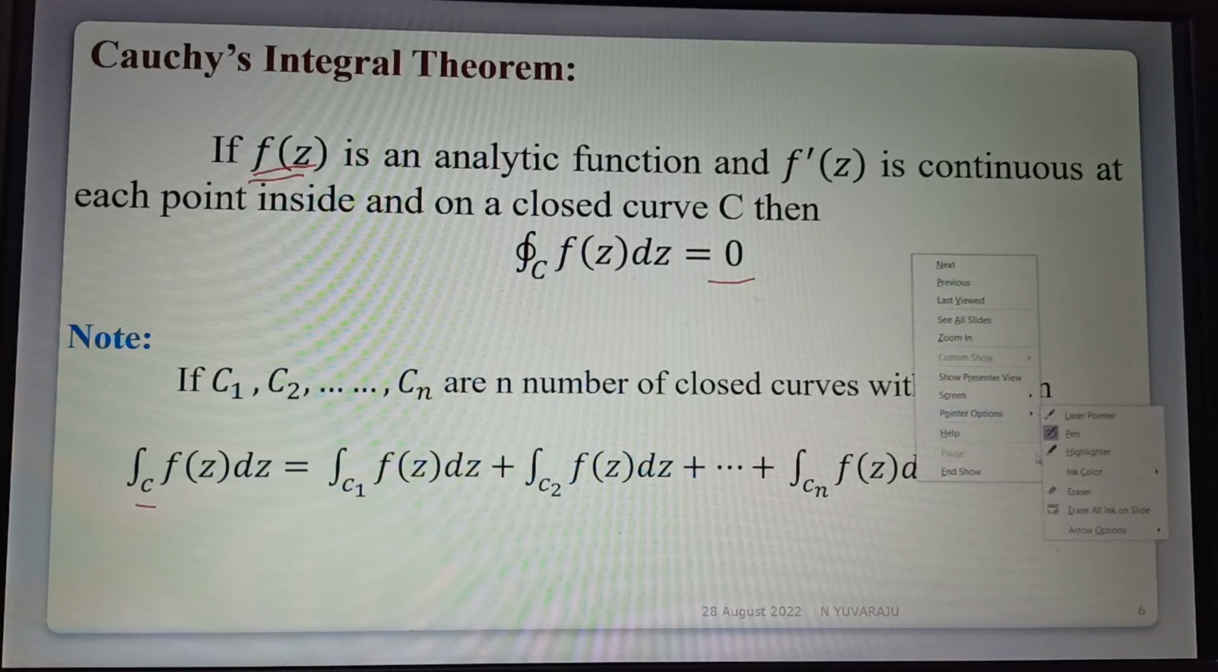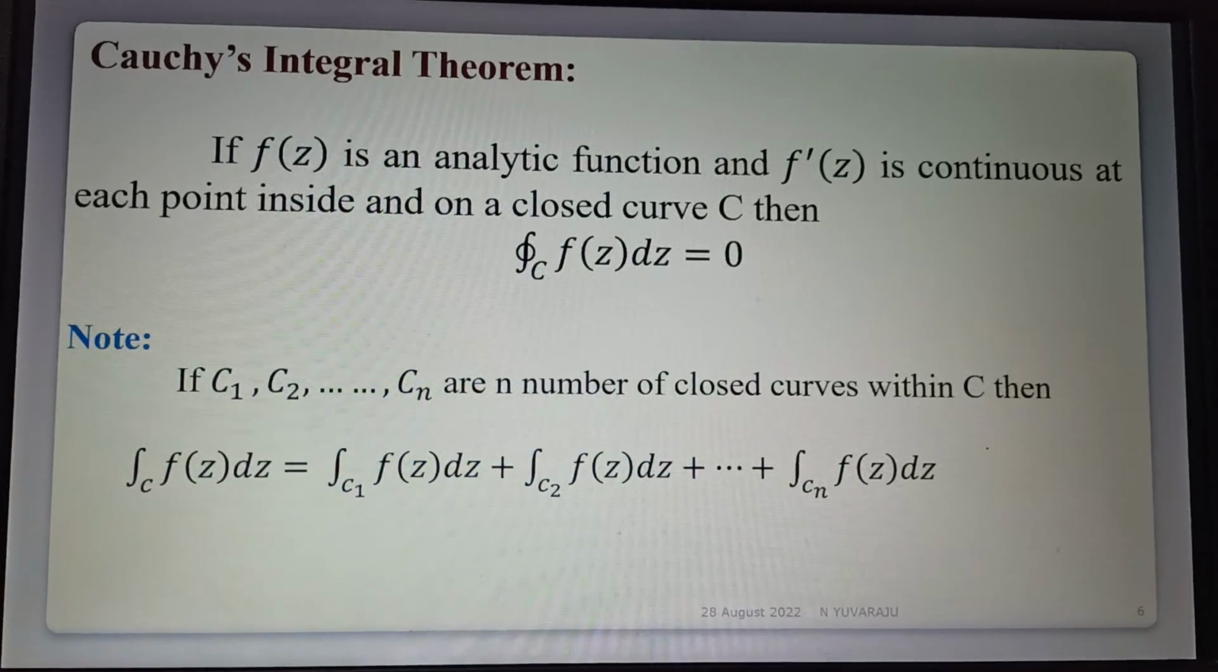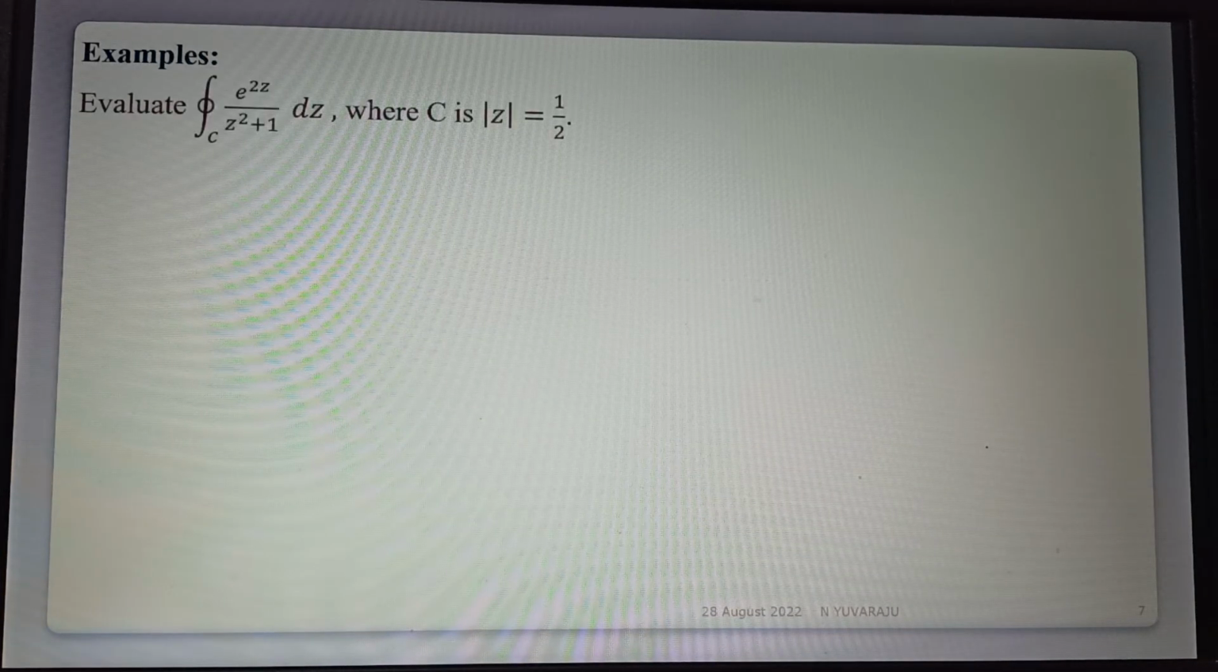Now we see the example on this theorem. The first example: evaluate the integration of e power 2z by z square plus 1 into dz, where C is mod z equal to 1 by 2. First of all, verify the given function. This is f of z, e power 2z by z square plus 1. First of all verify whether it is analytic or not, and at which points it is analytic; that verification is very important. The given region is the circle mod z with center 0 comma 0 and radius 1 by 2.